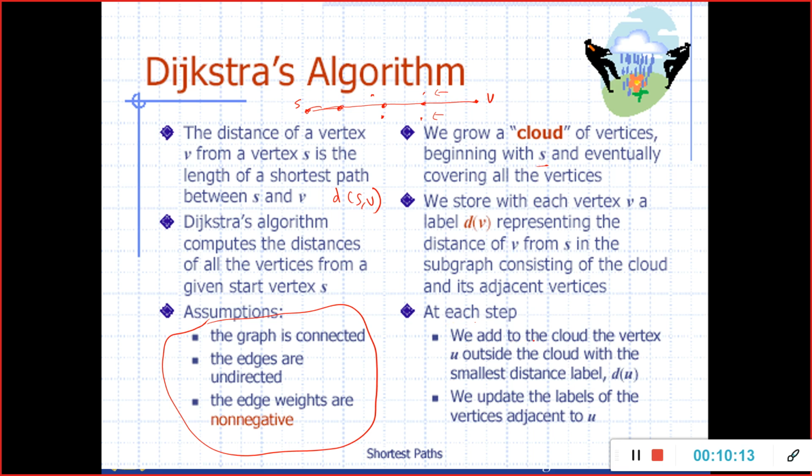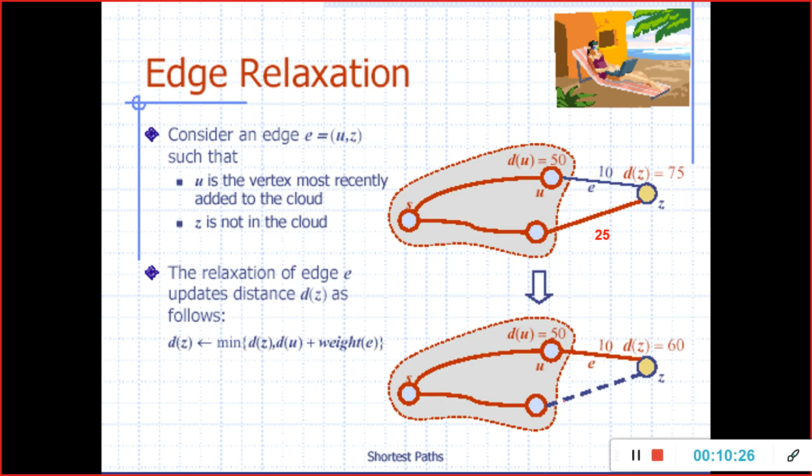At each step, we add to the cloud the vertex u outside the cloud with the smallest distance label d(u). We just show it in the next slide. We update the labels of the vertices adjacent to u. So look at this example. Consider an edge e=(u,z) such that u is the vertex most recently added to the cloud, and z is not in the cloud, okay?